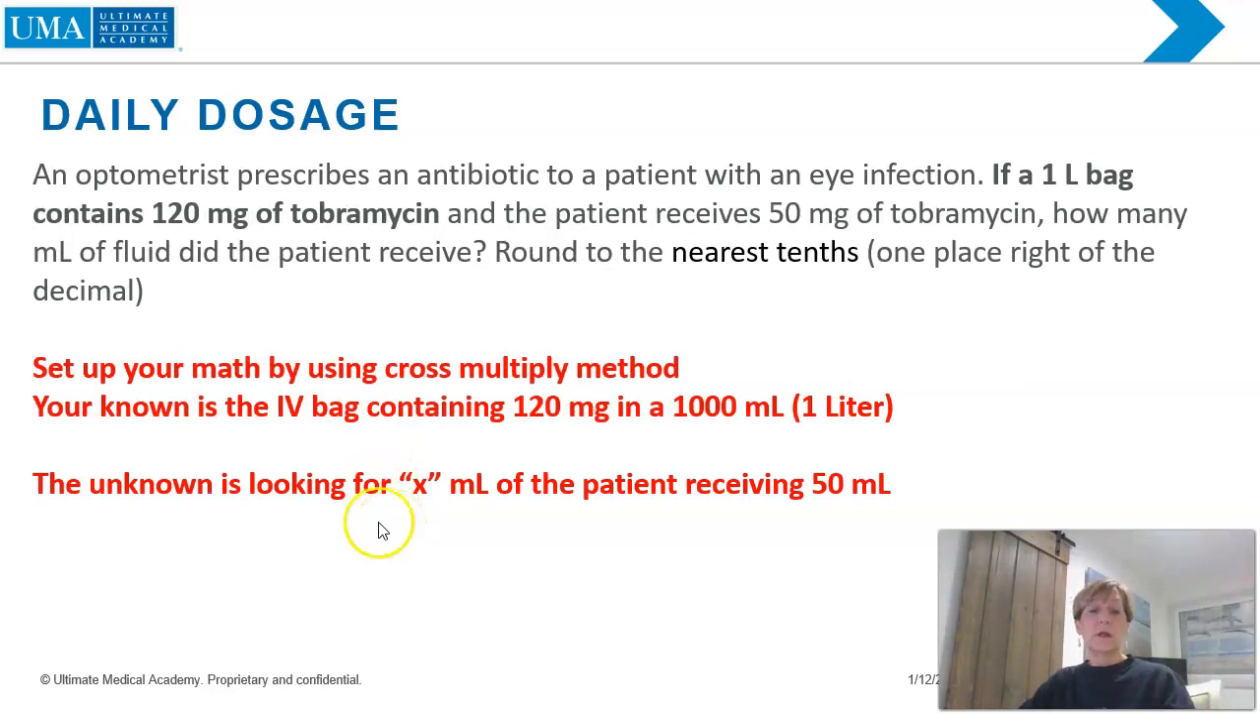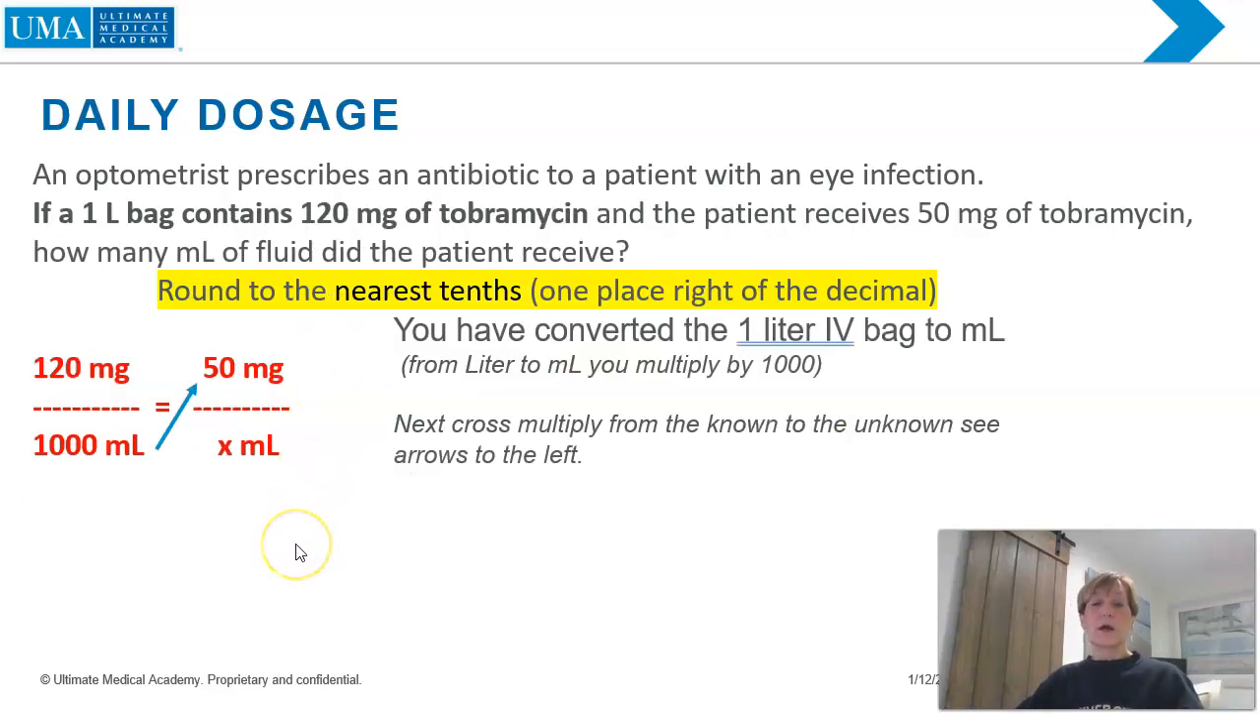So let's set this up. When we set this up using cross multiply and divide, ratio and proportion, there are a lot of different names for this, or looking for x. A lot of you may have had algebra in high school, so this may be easy for you. But for some of us who haven't had schooling in so long, we need a refresher on how to look for x. I like to put the known on the left side of my equation and the unknown on the right. Our known is our converted IV bag with the 120 milligrams of tobramycin. So I have 120 milligrams over 1,000 milliliters. Remember, 1 liter times 1,000 equals 1,000 milliliters.